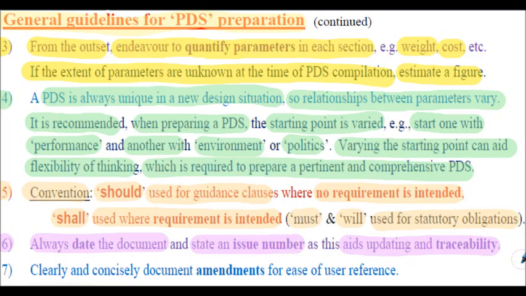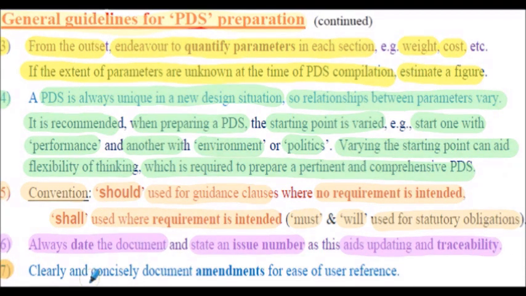PDSs usually have their own defined number that they can be easily referenced with in other documentation, but the issue of that PDS number can change. And item 7, clearly and concisely document any amendments as the document is raised in issue for ease of user reference. PDSs can be very technical documents. Engineers need to read them thoroughly when working on a particular project. So it's very important that any updates are clearly documented to avoid design engineers or indeed all stakeholders from having to read the whole document again.